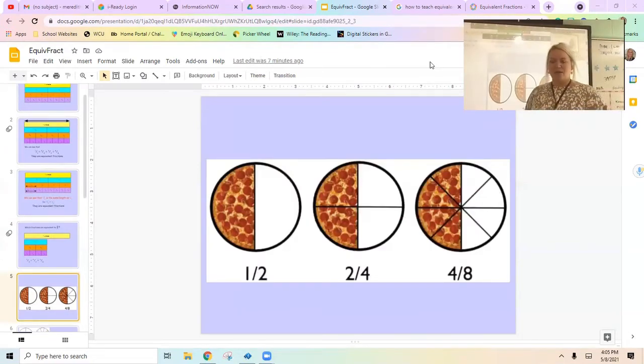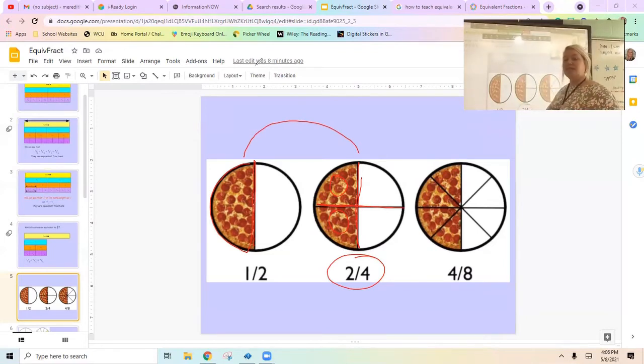All right, now we're going to look at everyone's favorite food, pizza. This pizza is cut into halves, and we can see that 1/2 of my pizza is still here. Now, if I divide that pizza in half again, that means that my pizza was divided into fourths. That is 4 equal pieces. And all that's left is 2 pieces out of 4. So 2/4 is the same as 1/2.